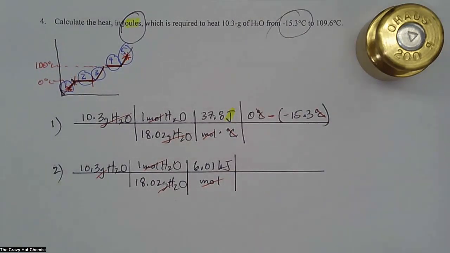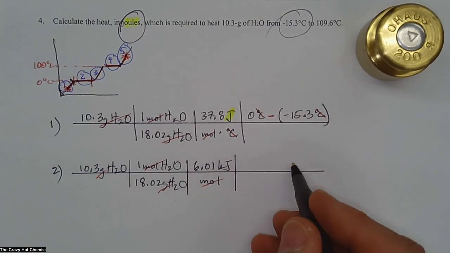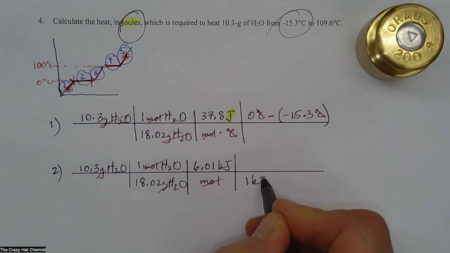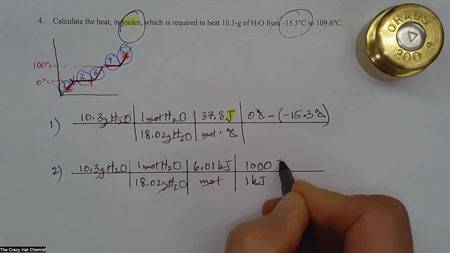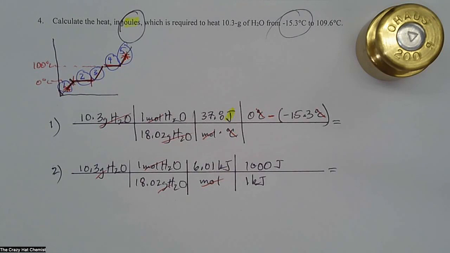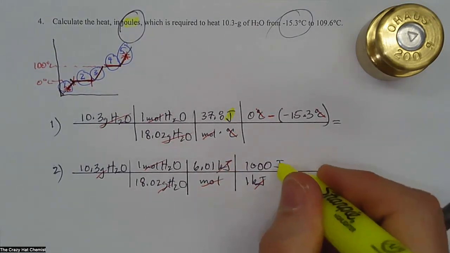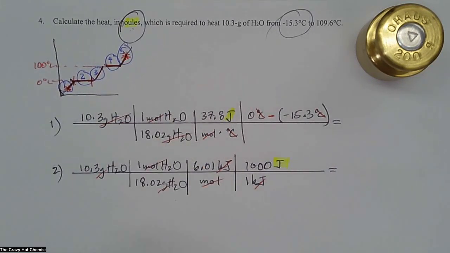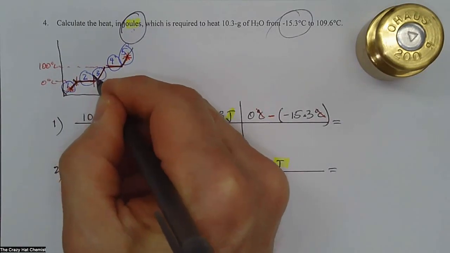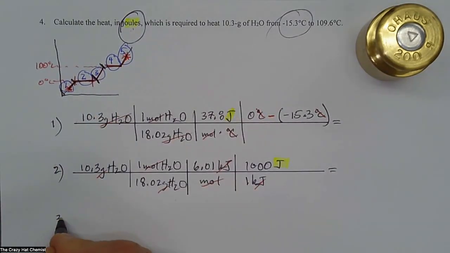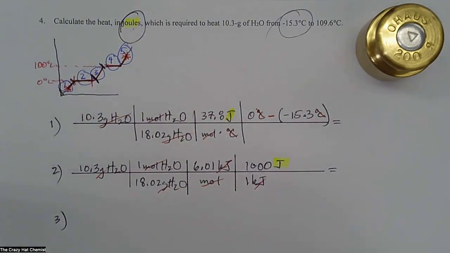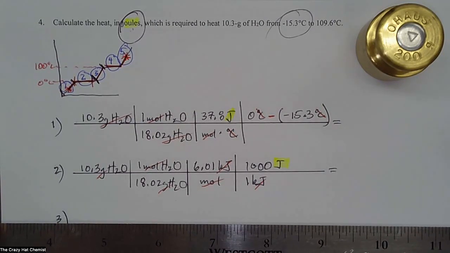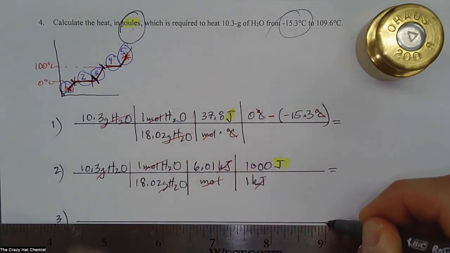And hard stop here. And now what we need to do is convert the kilojoules into joules. So 1 kilojoule is equal to 1,000 joules. And then you're going to have the kilojoules cancel out, and you're going to have a term in joules. Again, that's what we're solving for, joules. Now we're going to do step number 3. Step number 3 is from here to here. We'll draw a nice pretty line here so that this works nicely, hopefully.